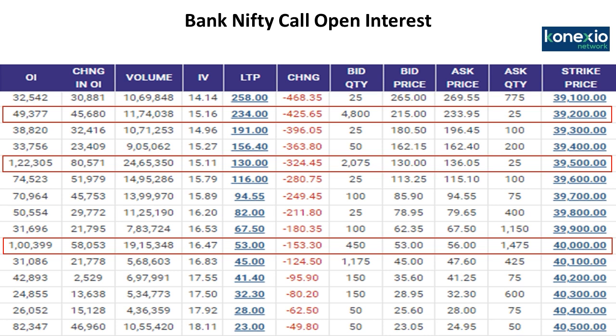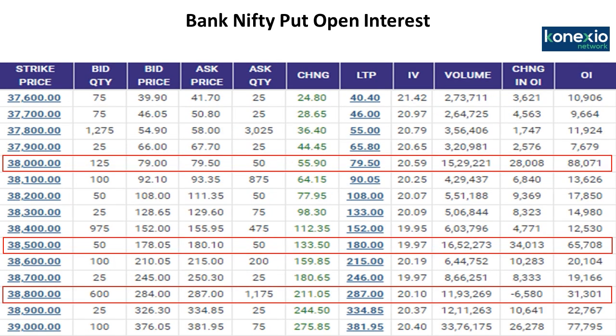Now let us discuss what we have observed in Bank Nifty puts. You will see on the screen the action was seen in 38,800 puts, 38,500 puts, then 38,000 puts. Now here also you can see there has been a rise in the open interest, rise in the volumes, implied volatility is high. It is between 19.97 to 20.59. I mean, implied volatility is also rising, and option premium is also rising.